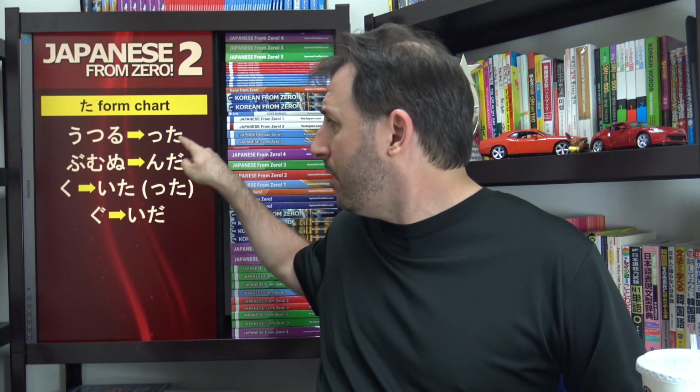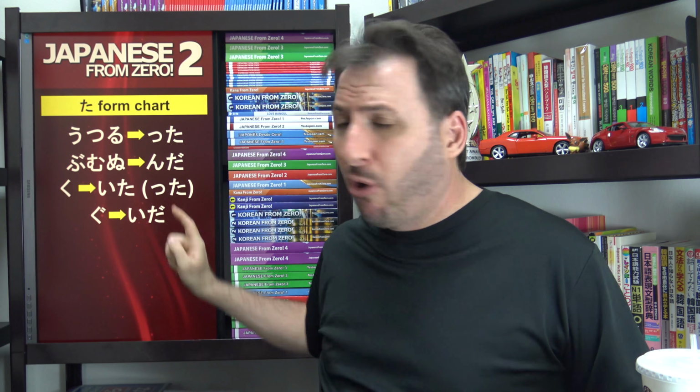By the way, these are absolute rules that aren't broken ever, okay? So if it ends in gu, past tense informal is remove the gu, add ida. We'll do that in a second. Su becomes shita, okay? And these are the past tense ta forms.